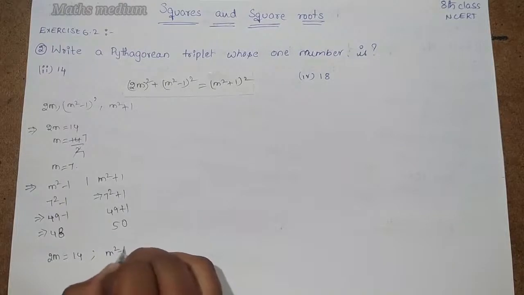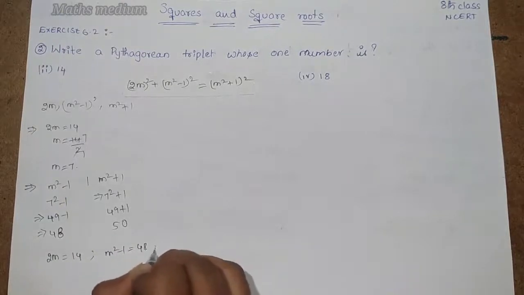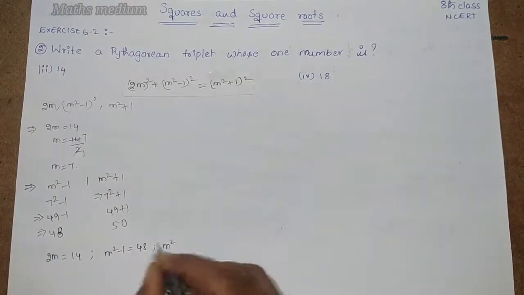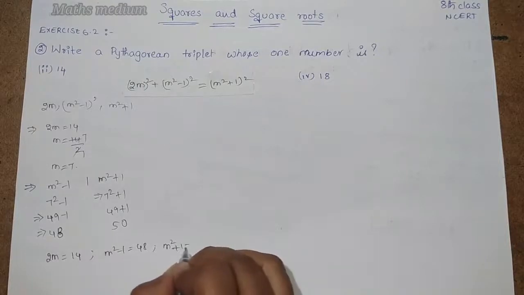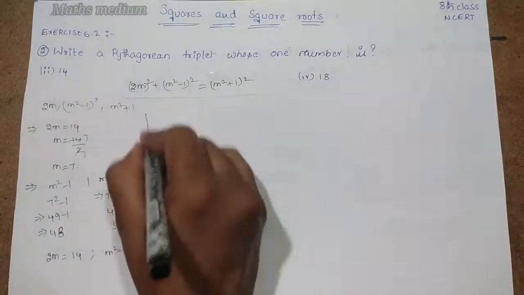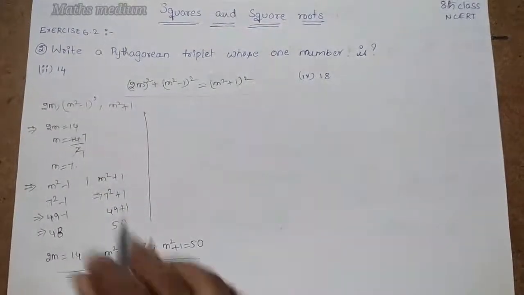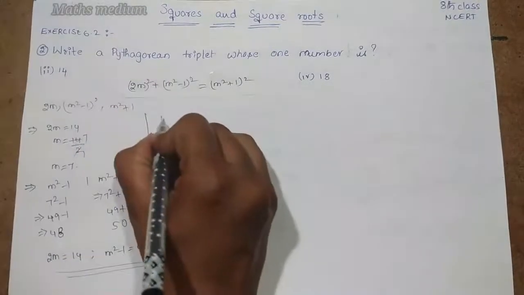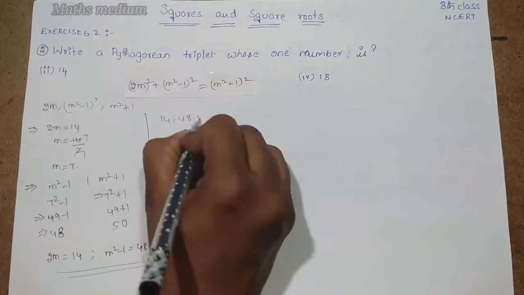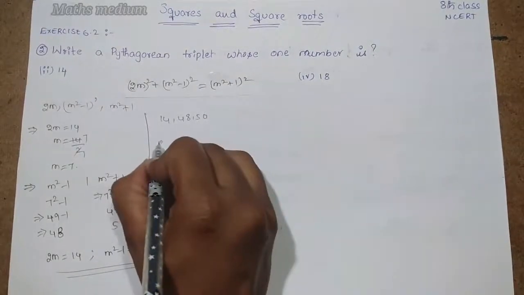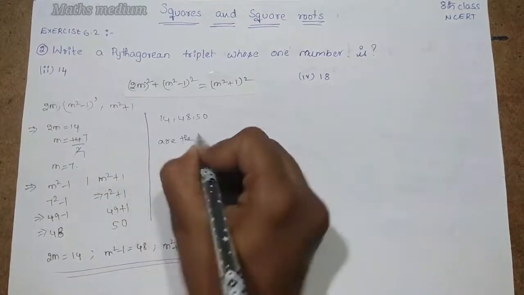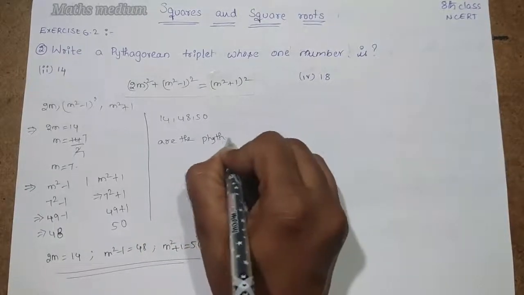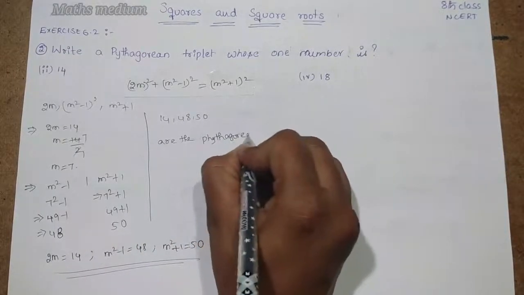So 2m is equal to 14, m square minus 1 is equal to 48, m square plus 1 is equal to 50. If you get these three, these are the Pythagorean triplets: 14, 48, 50 are the Pythagorean triplets.